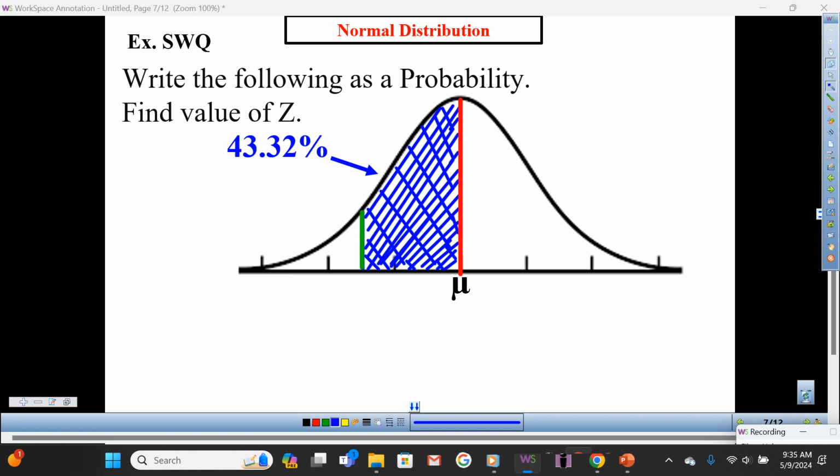All right. Well, let's start with the obvious step. We change it into what, everyone? Decimal. So this is 0.4332. Okay. Remember, we're reverse engineering this. So to get to this, what did we need to do? Talk to your neighbor. To get to this, or the percent, what did we need to do?